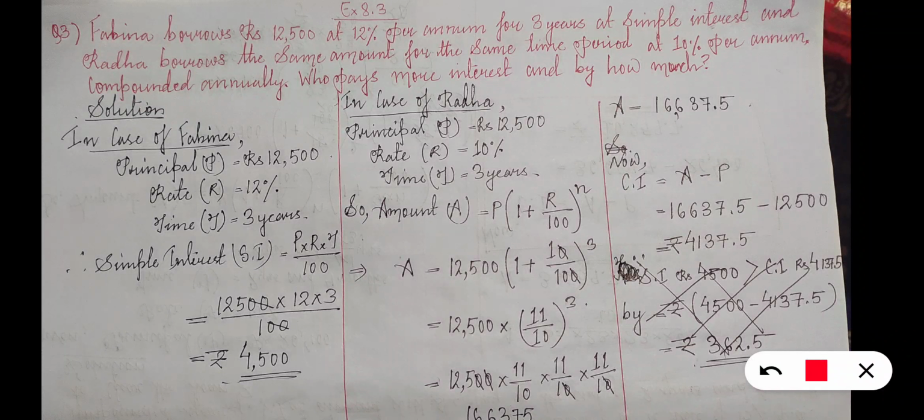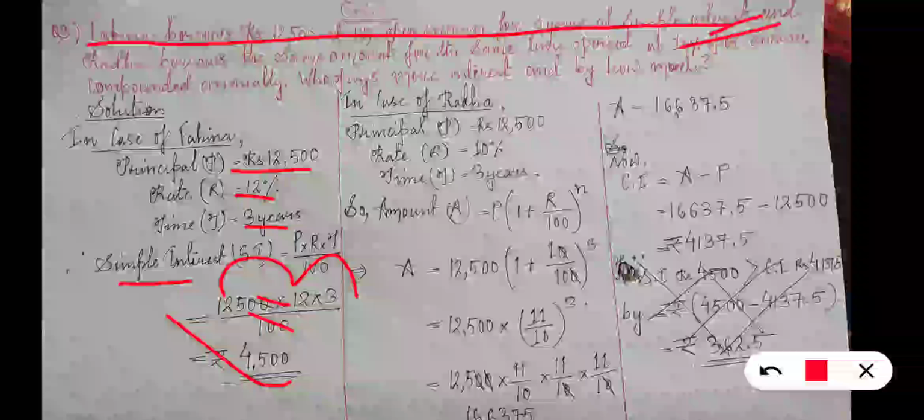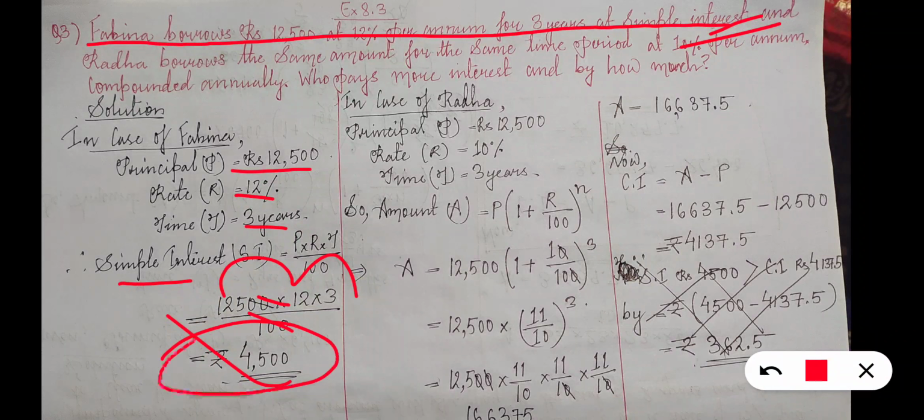So the principal of Fabina is 12,500. Rate is 12% and time is 3 years. We have to find simple interest because Fabina is borrowing the sum at simple interest. So simple interest SI is equal to principal into rate into time by 100. So principal is 12,500, rate is 12 and time is 3, divided by 100. The zeros cancel. Now by multiplying by 3 we get 4,500. So this is the simple interest of Fabina.